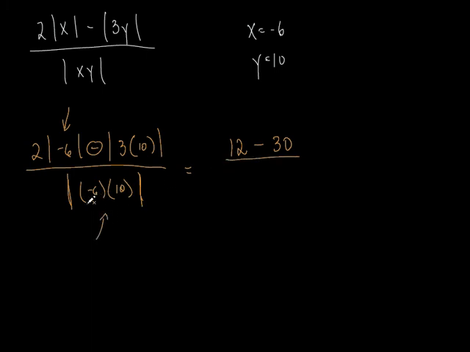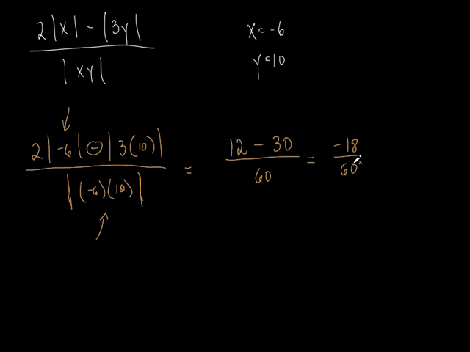Let's do the stuff inside the absolute value first. Negative 6 times 10 is negative 60. But it's in absolute value. I think we can do that in our head without writing it down. What's the absolute value of negative 60? Just plain old 60. Very good. All right, so look at that. We got rid of all the absolute values. Now it's just basic stuff. So what's that? Negative, is that 18? Negative 18 over 60.